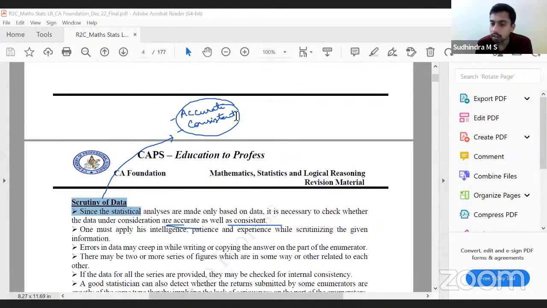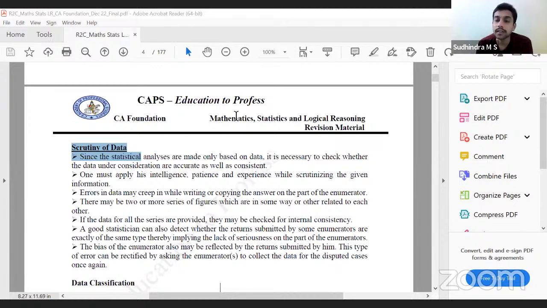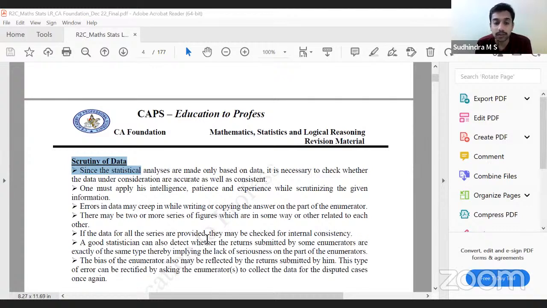Now, are there any techniques for scrutinizing? The answer is no. It's purely dependent on the experience, expertise, and intelligence of the person who is scrutinizing the data. What we can do is cross-verify the information. If we have related information, then we can cross-verify. So if incomplete or erroneous information is collected, ask the persons who collected the information to recollect the data. That is scrutinizing.